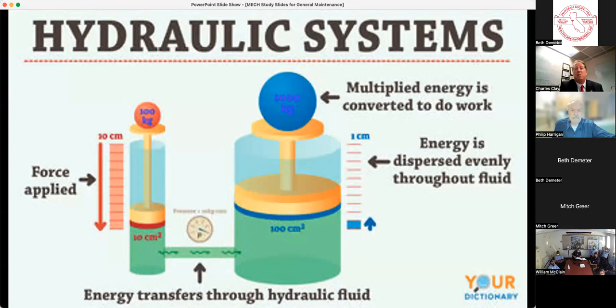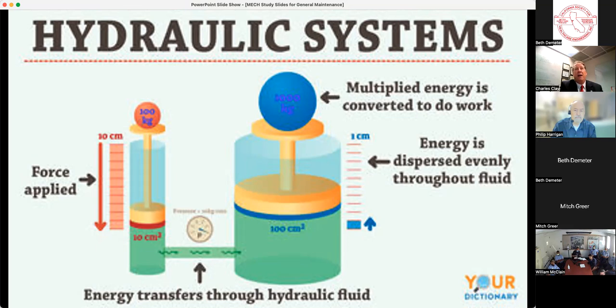Hydraulic systems. This is something that's mentioned that will be in general maintenance. How do you explain a hydraulic system to folks? How does that work, right? Well, this is a pretty good way of looking at it. If you look at the very left side there where you talk about a force applied, you're applying 100 kilograms in a 10 centimeter diameter cylinder. It can exert 1,000 kilograms in a 100 centimeter area. So if you think about it, it's area, not diameter, but area.